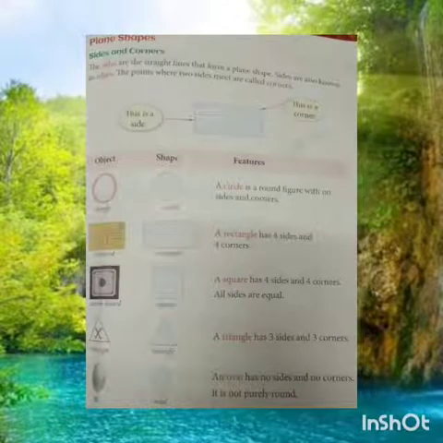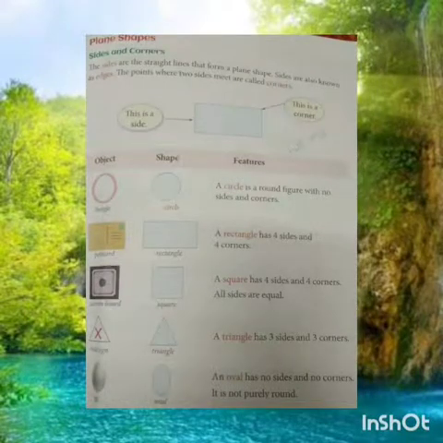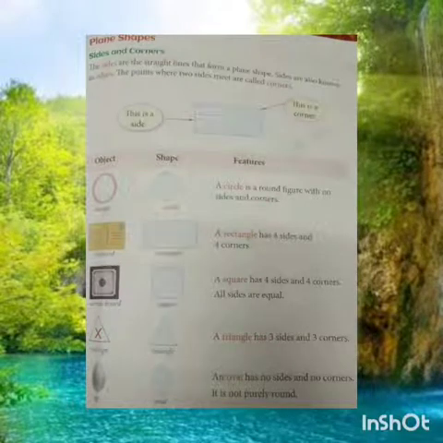Now we are going to see plane shapes. Those are the basic shapes you all know very well. You have learned them from UKG. That is circle, rectangle, square, triangle, oval. And children, you know, rectangle, square and triangle have sides, edges and corners.